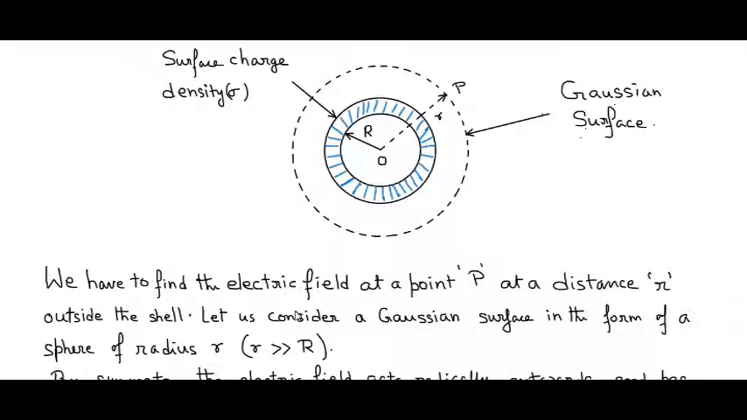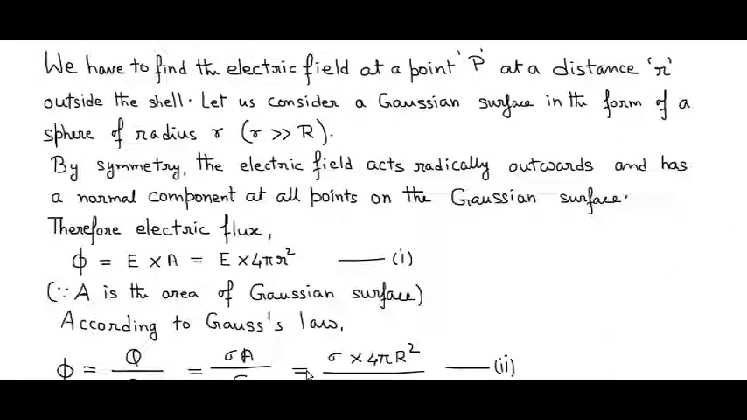We have to find the electric field at a point P at a distance r outside the cell. Let us consider a Gaussian surface in the form of a sphere of radius small r, where small r is far greater than capital R. तो ये जो क्वेश्चन में दिया है उसी को हमने in our own words we have written what is given to us. Now by symmetry, the electric field acts radially outward and has a normal component at all points on the Gaussian surface.